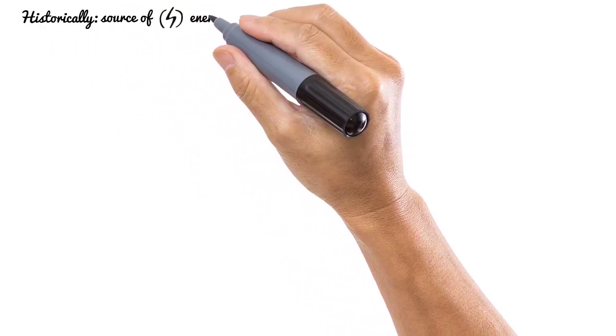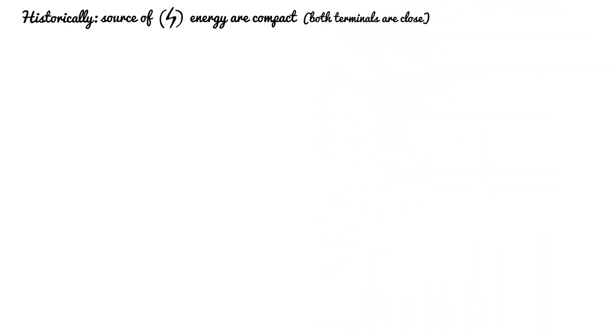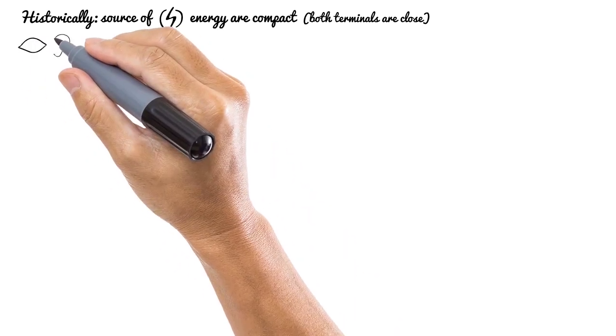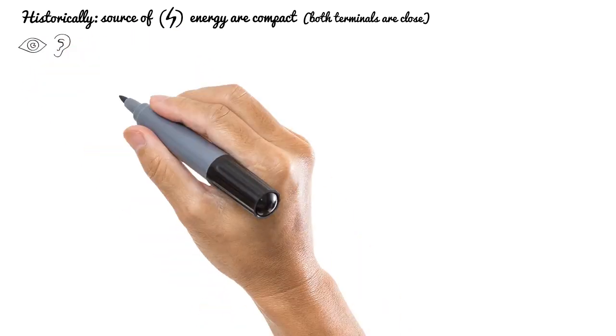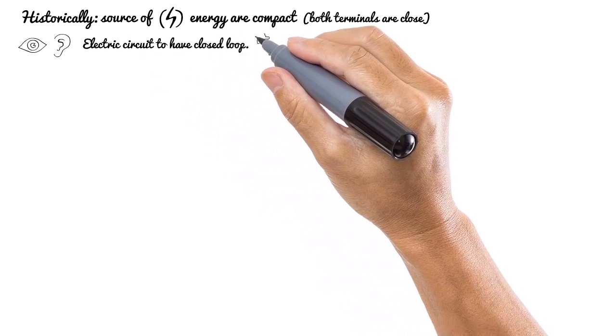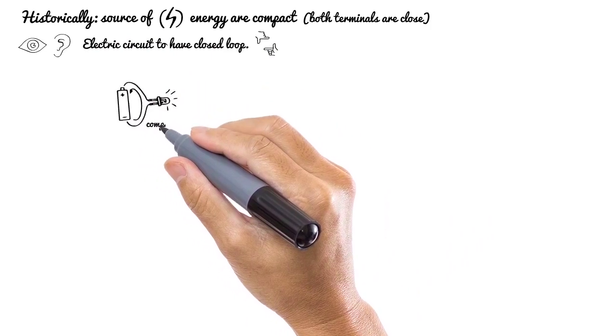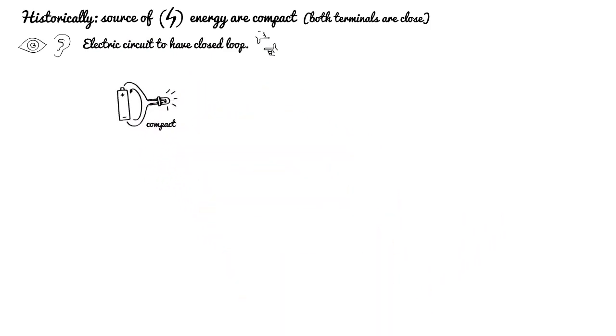Historically, it conveniently happened that sources of electrical energy are compact enough and have both terminals close to each other. At least I never heard about battery terminals or other electrical energy sources' terminals located miles away from each other. Therefore, sometimes you can see in some literature that an electric circuit should have a closed loop, because electric current starts from one battery terminal and finishes at another terminal of the same battery, while terminals are in close proximity to each other.